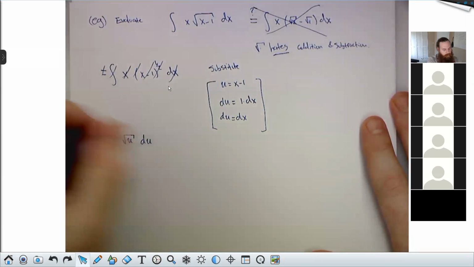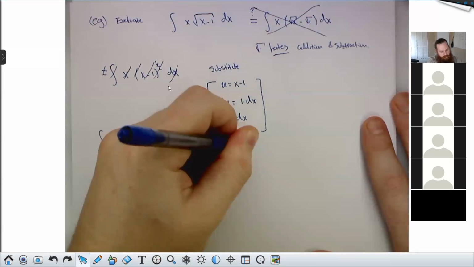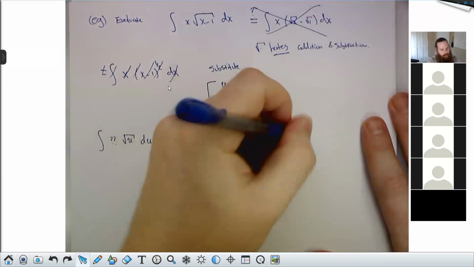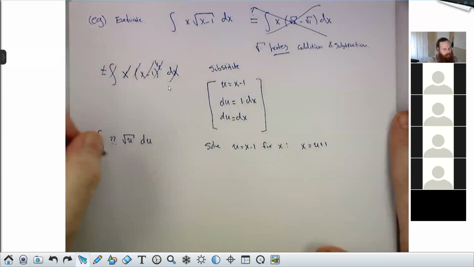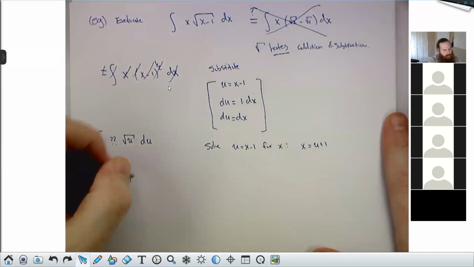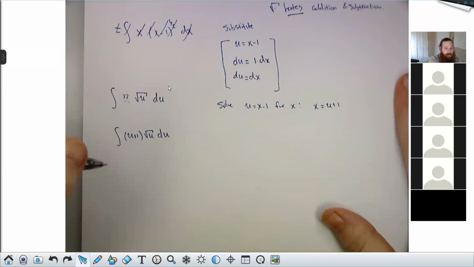Good. Solve u equals x minus 1 for x. That's the same as saying x equals u plus 1. So this would be integral u plus 1 times the square root of u du. Why is this nicer? Because now I can distribute. Now the addition is out here instead of having it under the square root.